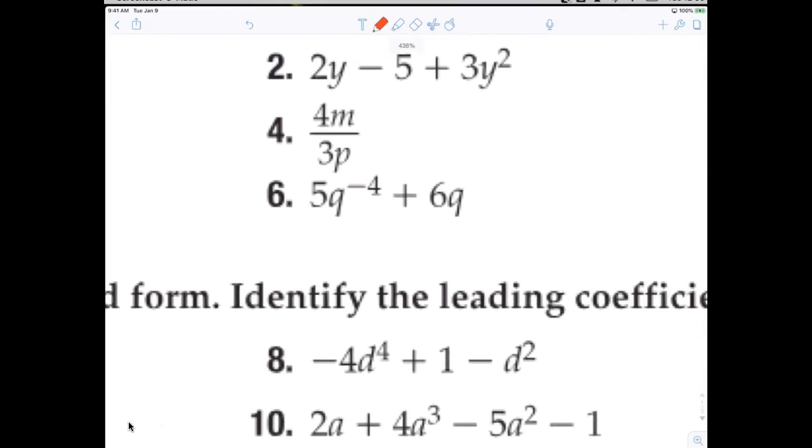Number 4. That is not a polynomial. Therefore, it doesn't have a degree. Now, why is it not a polynomial? Because your variable is in the denominator. Your variable is in the denominator. Everybody good with that? Anybody have a question?